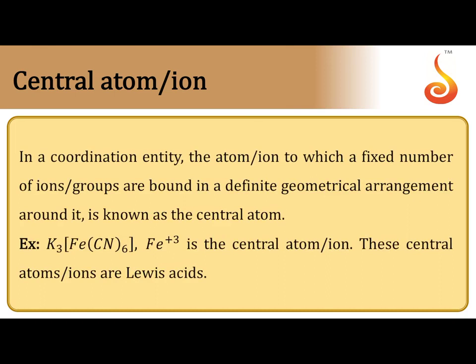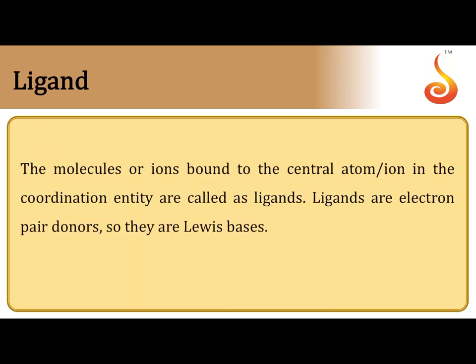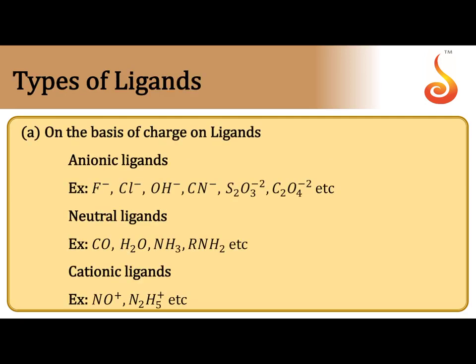The central atom, generally a d-block metal atom or ion present at the center of the complex, is called the central metal atom or ion. Example, in potassium ferricyanide, Fe3+ is the central metal ion. In nickel tetracarbonyl, the central metal atom is nickel. A ligand is a molecule or ion which has at least one lone pair and forms a dative bond with the central metal atom of a complex. Since it is an electron pair donor, it is also a Lewis base.